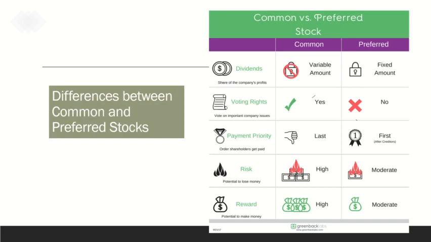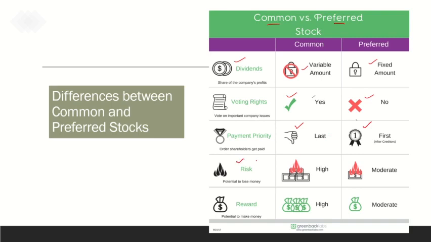So, we need to look at apa perbezaan di antara common stock and preferred stock. Ya, in terms of dividend. Ya, common stock is variable amount, but preferred is a fixed amount. Dia stated. Voting rights: common stock ada voting right, but preferred stock has no voting right. Payment priority, common stock dia last sekali dapat. Tapi preferred stock dia dibayar mula-mula sekali.